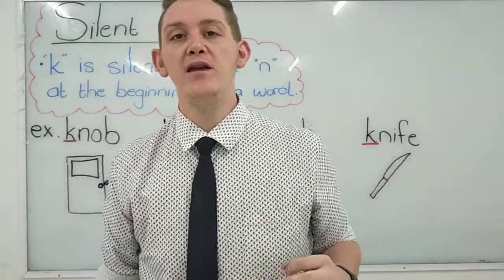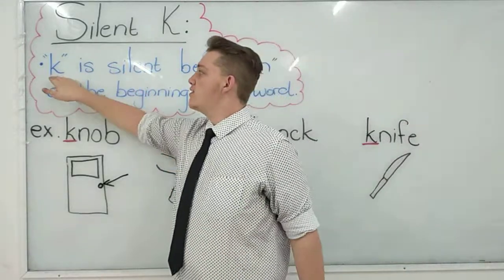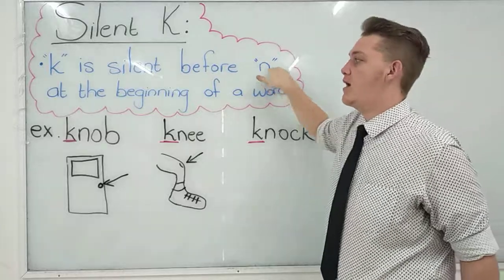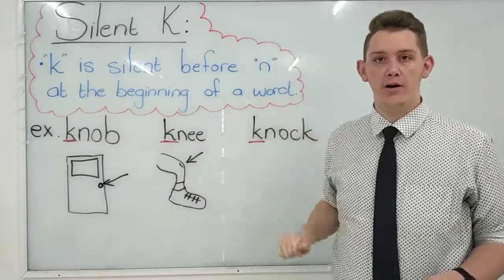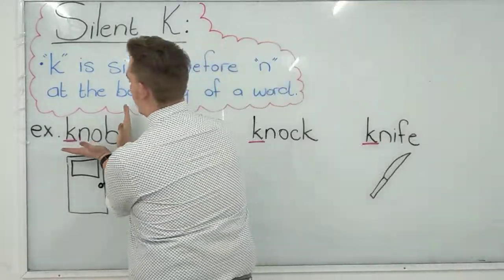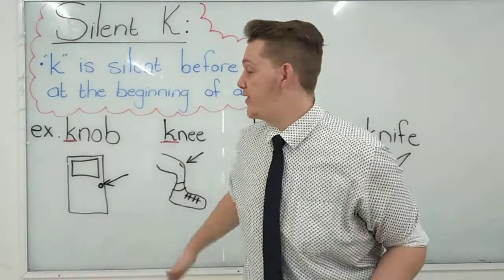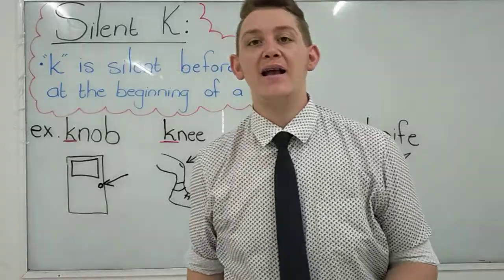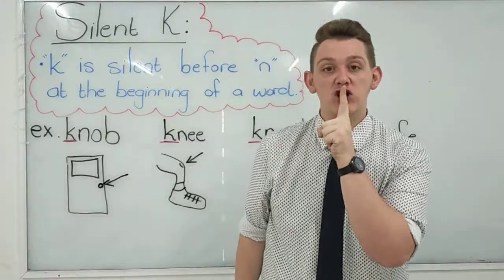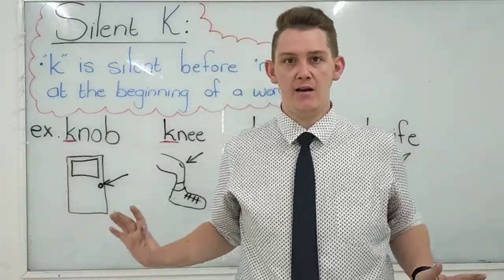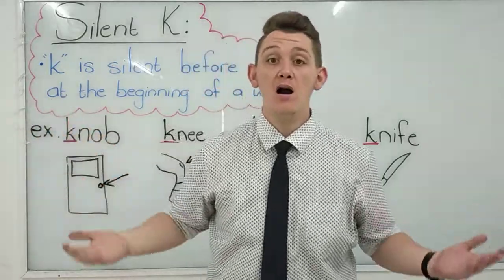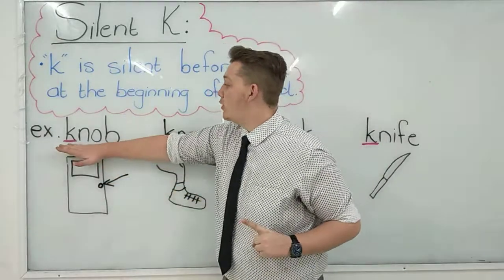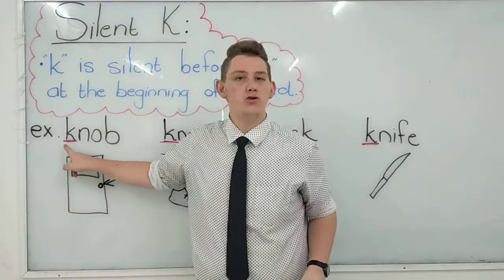Alright, so let's quickly read what the silent K means. The letter K is silent or quiet before letter N at the beginning of a word. So they tell us, if the word starts with the letter K and it has a letter N next to it, the K is going to be silent. Shh. That means we cannot hear the letter K. What sound does the letter K make? K, right? But now it's going to be silent, which means we cannot hear it. So this word, the K, shh, don't read the K.